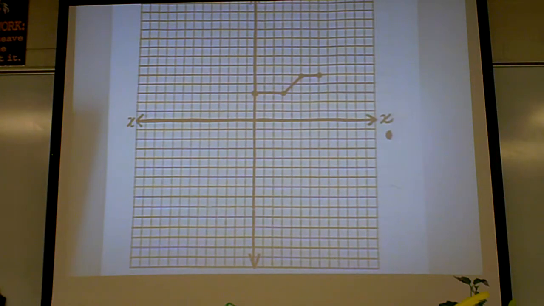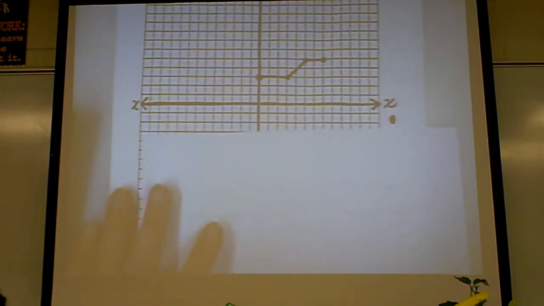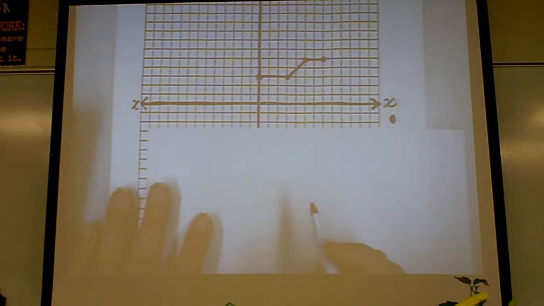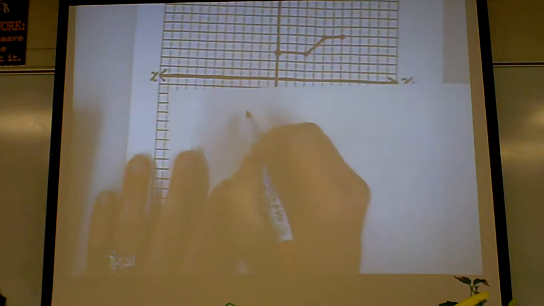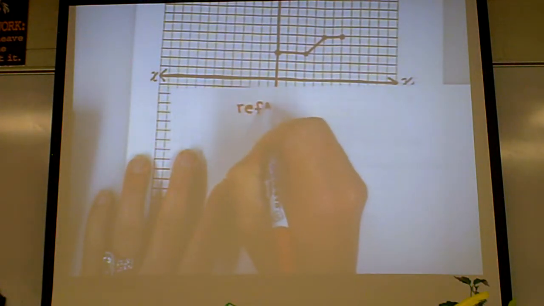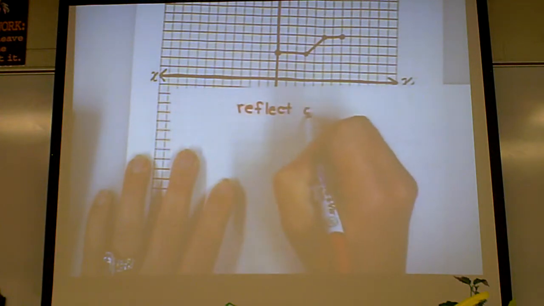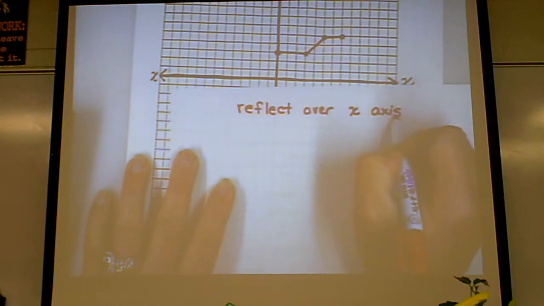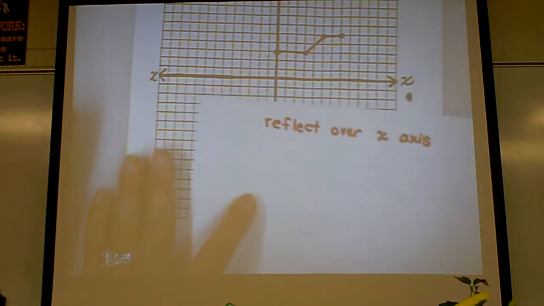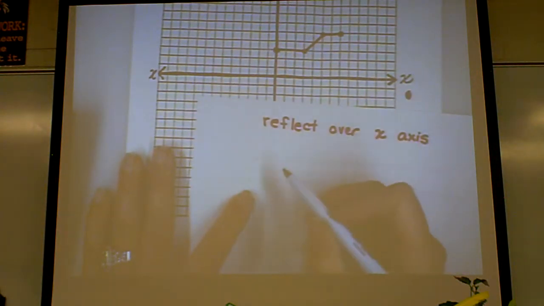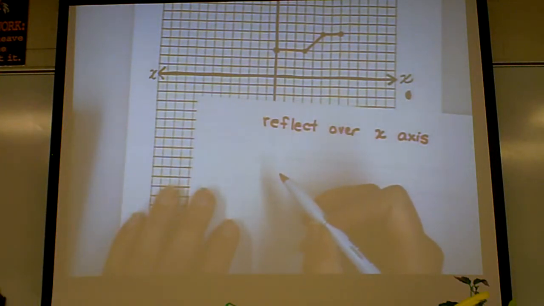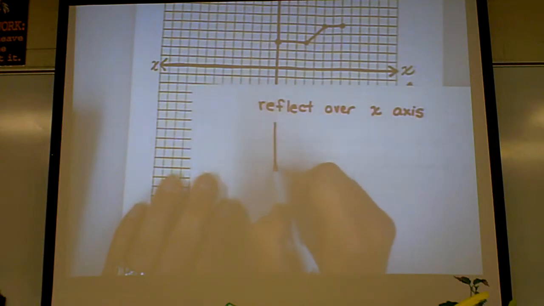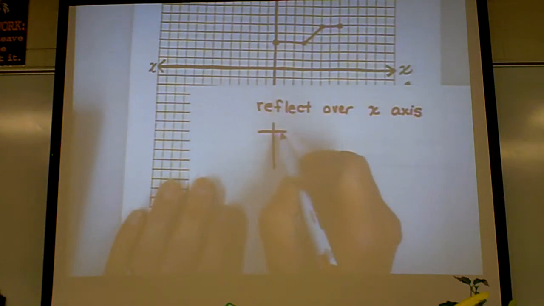If I asked you to take this picture and reflect it over the x-axis, what would you do? Change the x values, the y values. You would take your ordered pairs, which, let's make a t-chart of them. What are they?